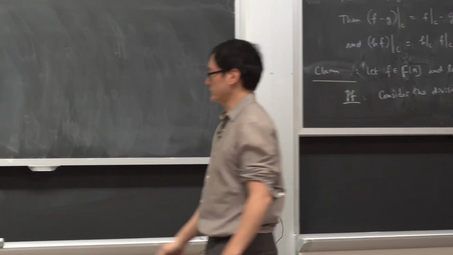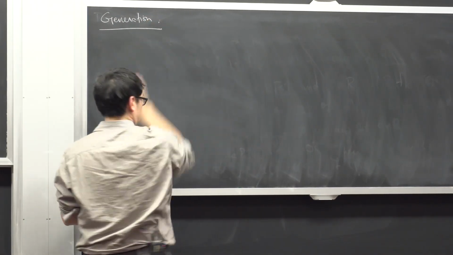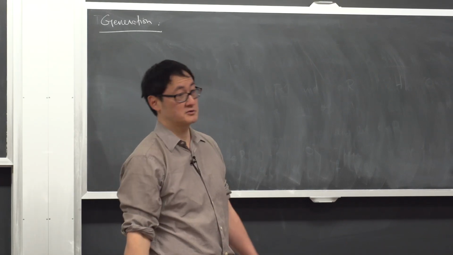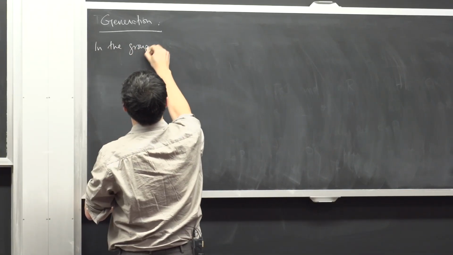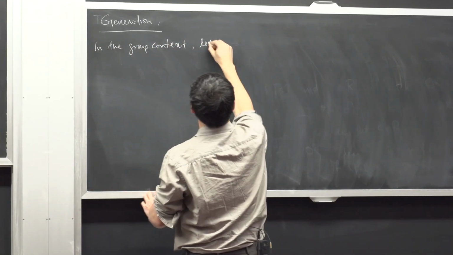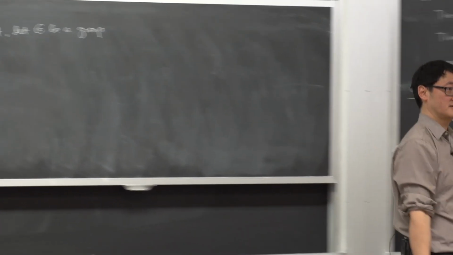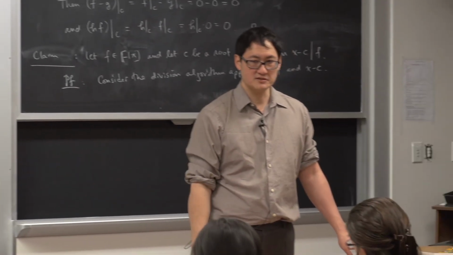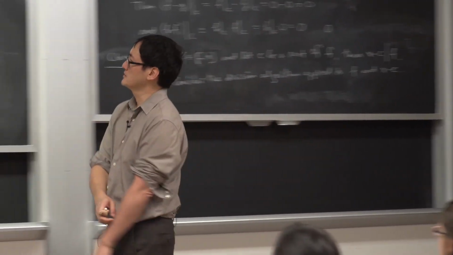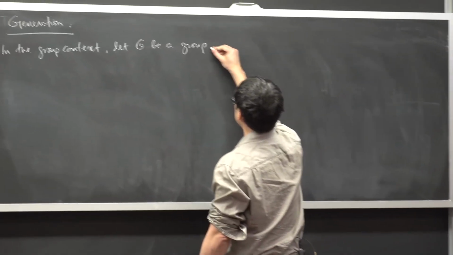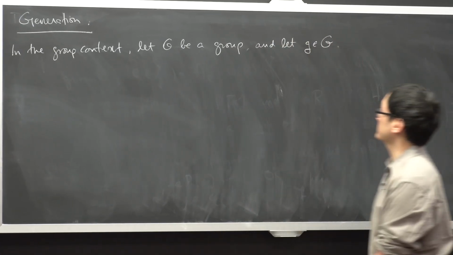Let's talk about generation. Let's talk about generation in the notion of groups first. So, in the group context, let G be a group. Now, if I don't tell you what the operation is, do you use additive notation or multiplicative notation? You use multiplicative notation. So if I don't tell you what it is, you use multiplicative notation. And let g be an element of G.